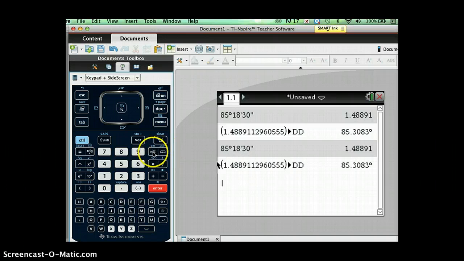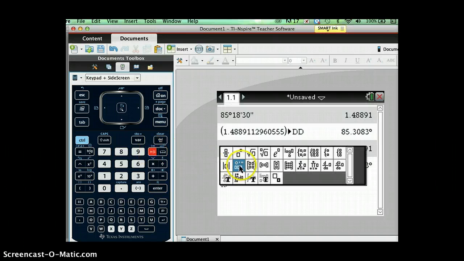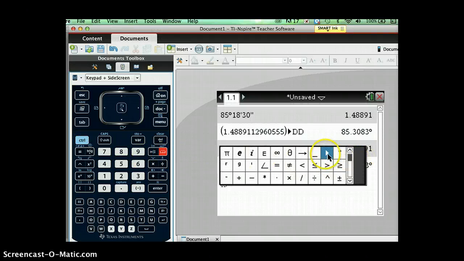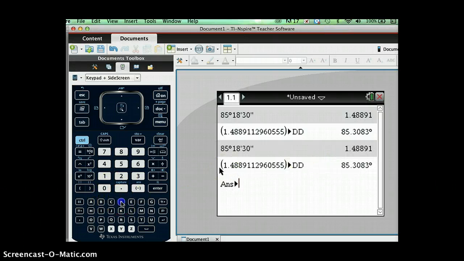So again, you hit the button next to the book to get those three little boxes to enter in. And then if you want to convert your answer to degrees, you do control book and get the arrow, and then do arrow DD, and that will convert to degrees. Okay, so that was just a little calculator help.